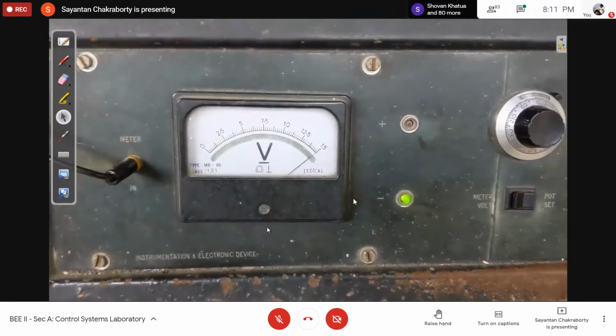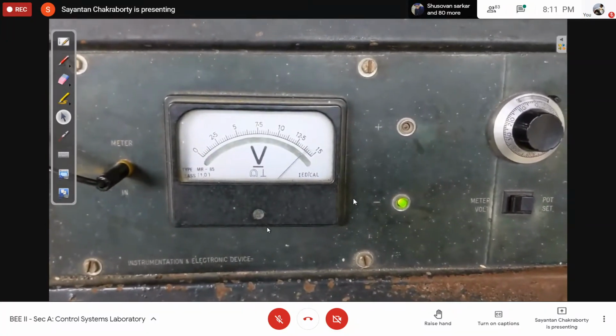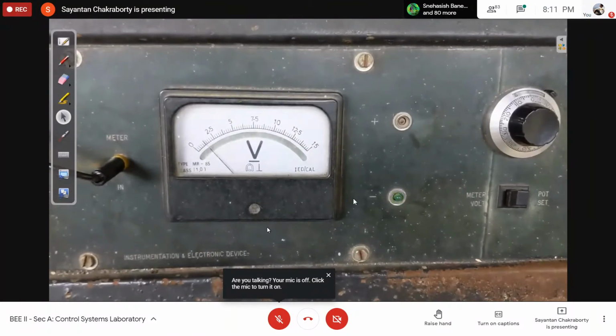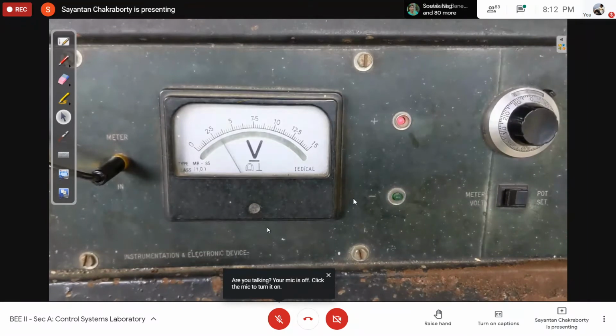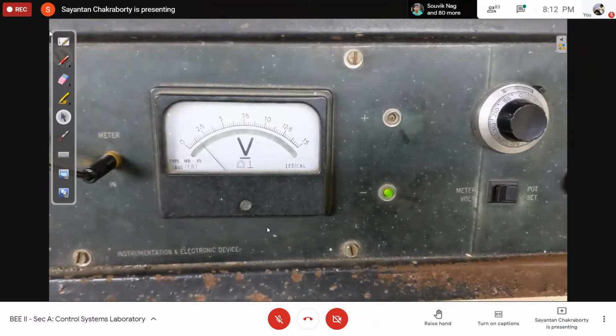Slowly. Now it is starting to decrease, but they're coming close. At this point, see, there is slight loose contact. See, the toggle switch is in pot set position. So it shows the differential voltage, right?